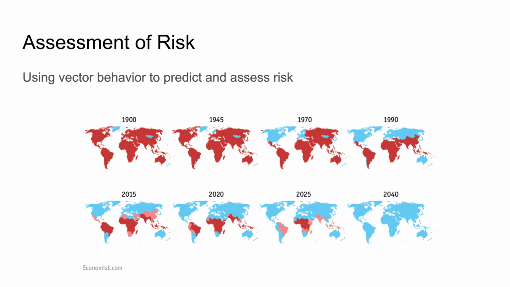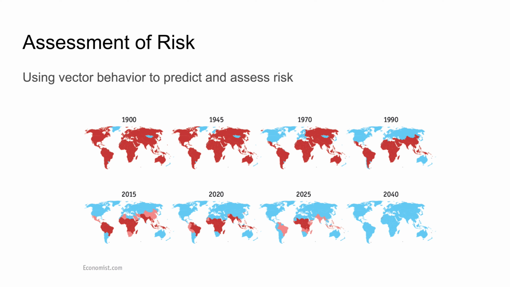Now, how do we assess risk? In epidemiology, one of the primary functions, or primary jobs, of an epidemiologist is to assess risk. And we use the behavior of the vector as a major component in predicting risk. We want to take a look and say, how at risk is a specific population?